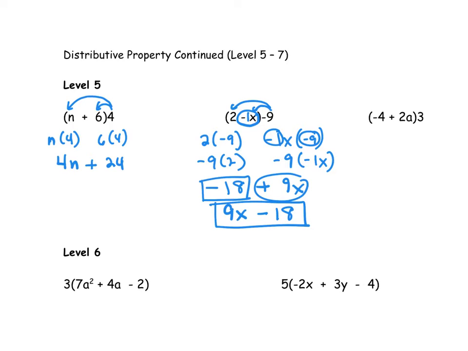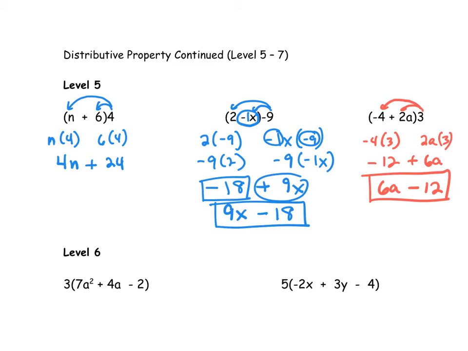So try the next one on your own. Pause the video and try the third one on your own. The end result and the answer that would be written on an answer key would be 6x. Remember, it's positive 6x, and then minus or negative 12 would become minus 12.